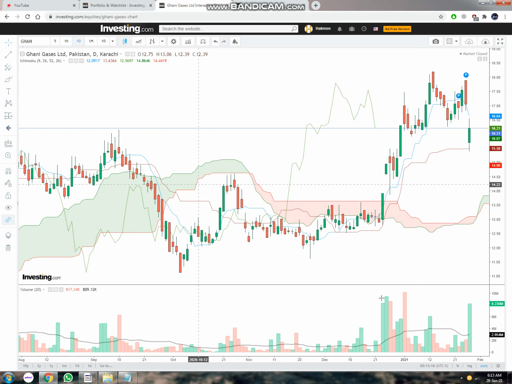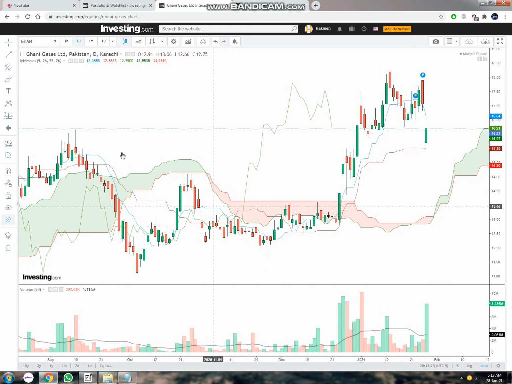Now, if you want to understand the Ichimoku Cloud, the red line, as you can see, is the slower line. This is called the Kijun Sen. The blue line is a fast moving line. This is called the Tenkan Sen. Yes, the Kijun Sen and the Tenkan Sen. This is called the Chikou span. Now these two lines both determine the direction of the trend, what's happening in the trend.